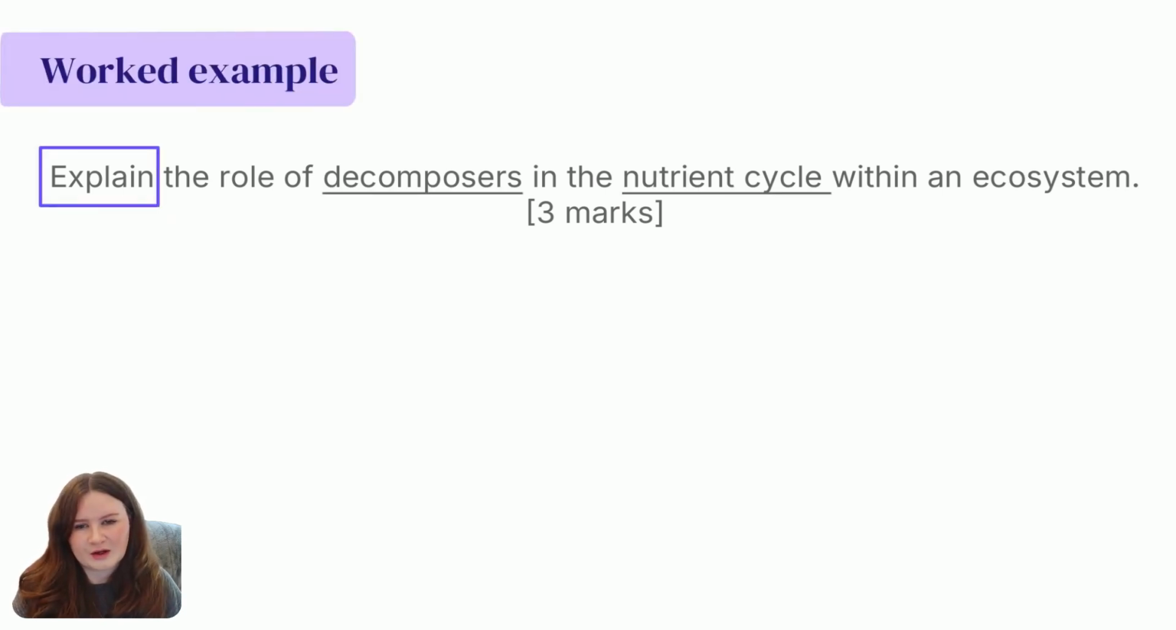First, we apply the BUG technique. So we box the command word, which is explain. We underline decomposers and nutrient cycle. And we glance back at the question. It's worth 3 marks, so we need to provide an explanation with supporting details as well.